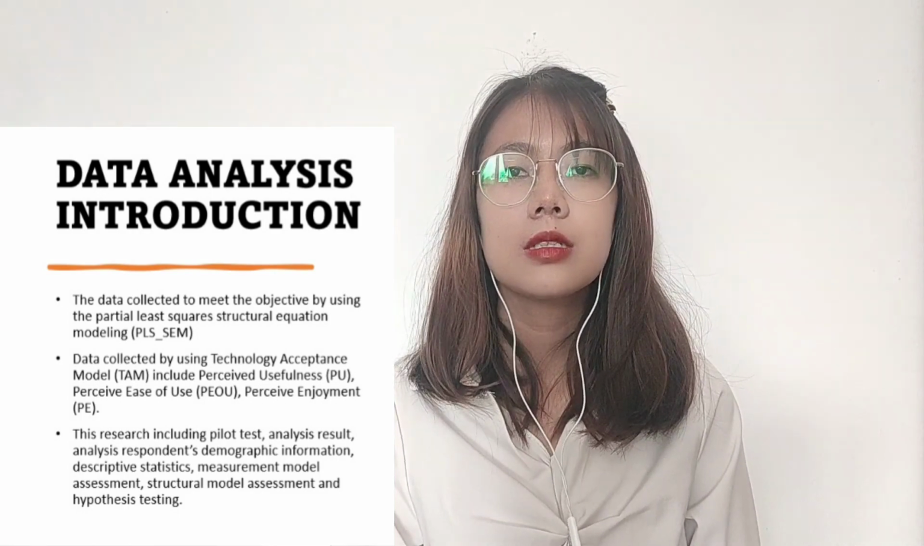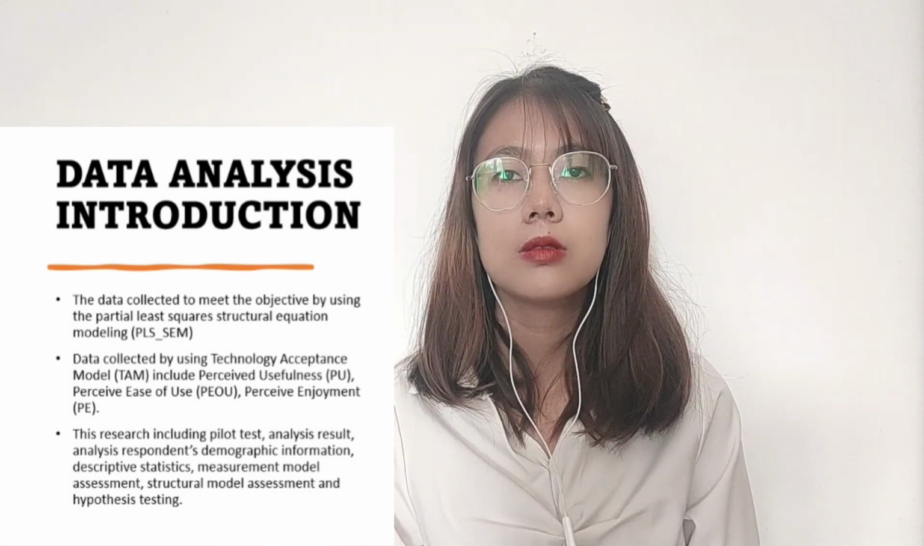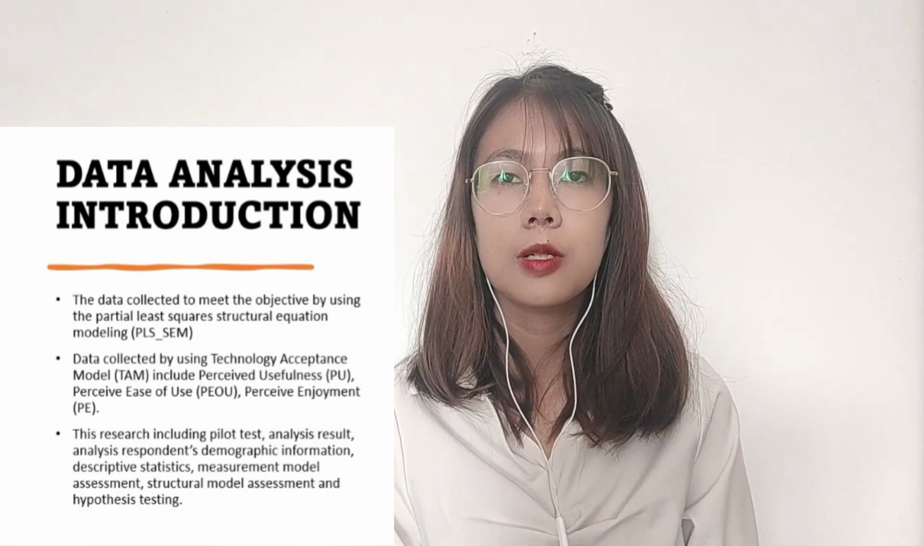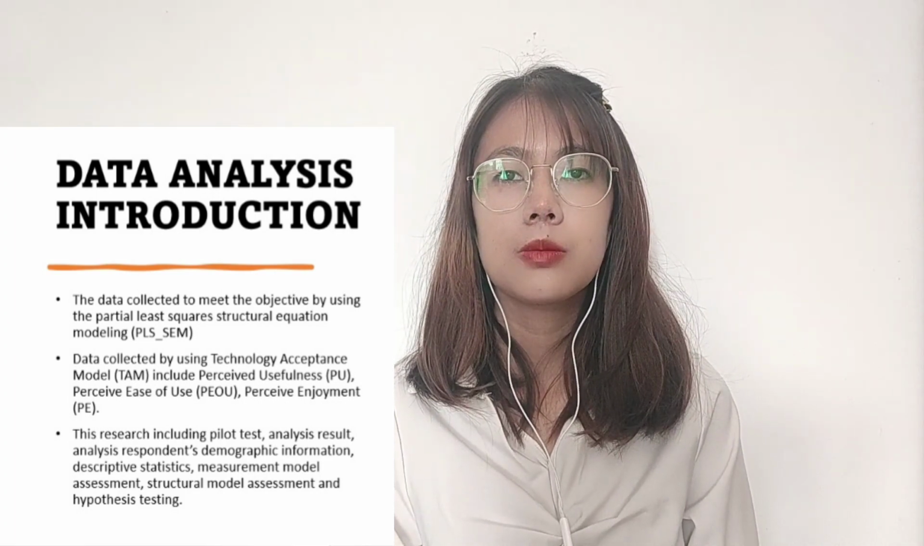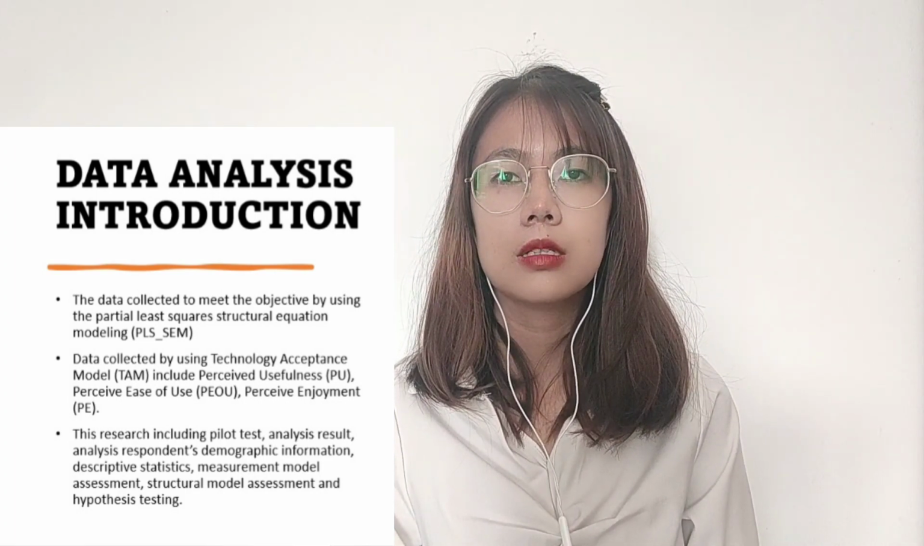PE. This research includes pilot test, analysis result, analysis respondent, demographic information, descriptive statistic, measurement model assessment, structural model assessment, and hypothesis testing. The pilot test is conducted to test the validity and reliability of the questionnaire by distributing them to 20 respondents. The Cronbach's alpha coefficient normally ranges between 0 to 1. The closer the Cronbach's alpha coefficient to 1 means the greater consistency of the items in the score. In general, an excellent level of reliability is 0.9 and above.